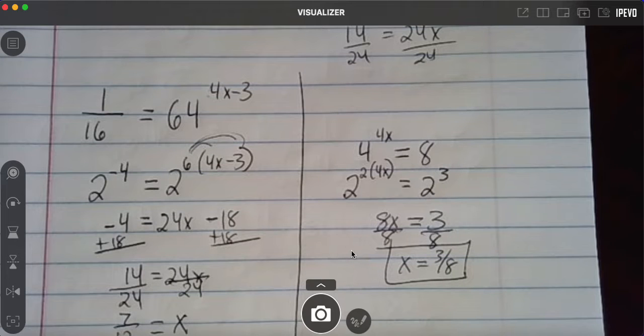Once you get your base the same, then you can just set the exponents equal. You needed the 2's. You had to get those the same. Once they were, then you don't need to use them.